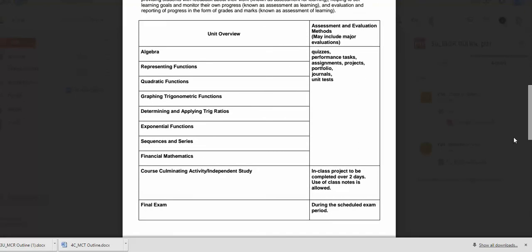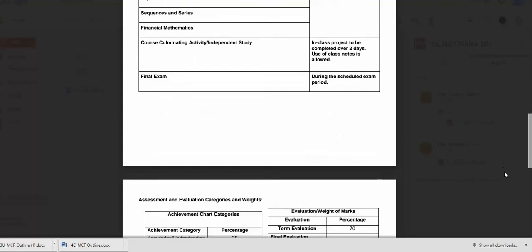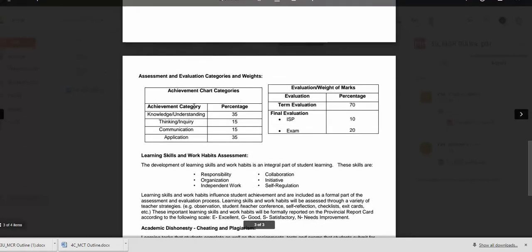Most evaluation will be in the form of tests. There are quizzes, there are a few assignments, but the vast majority of your marks will be tests. It'll be broken down into KITKA categories. 70% of your total grade is term, 30% is what we call final, 10% of that is an open book ISP, and 20% of that is the final exam.